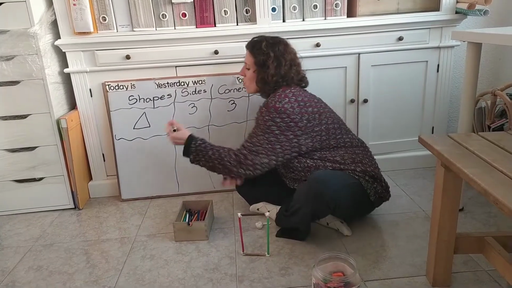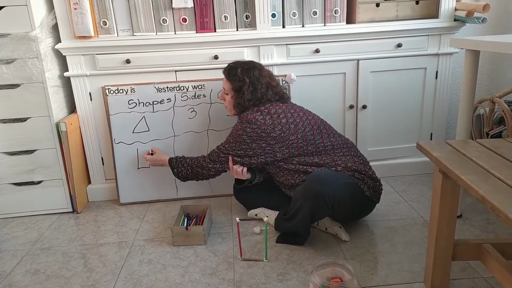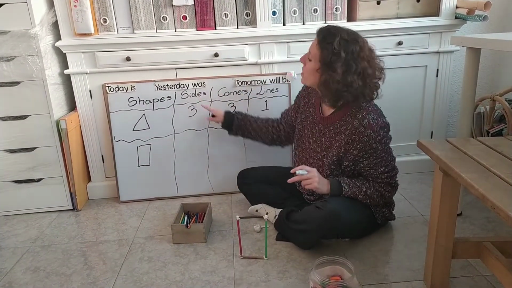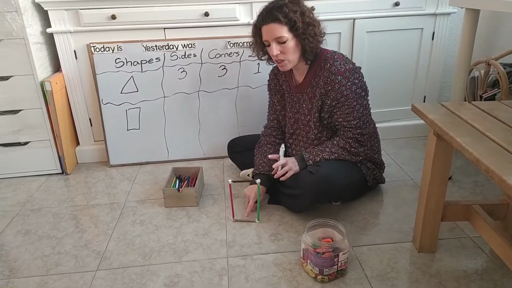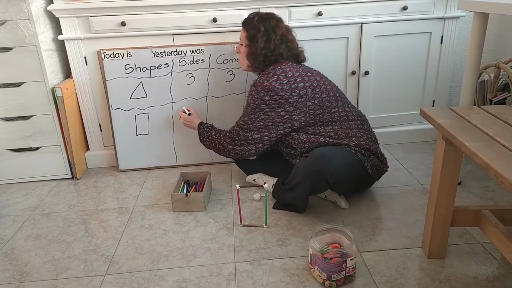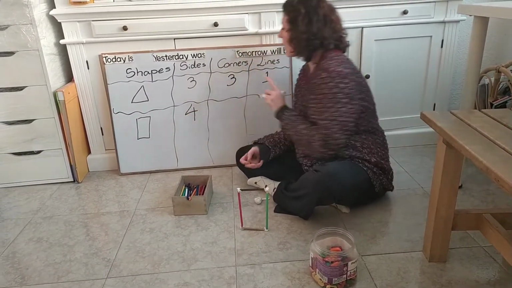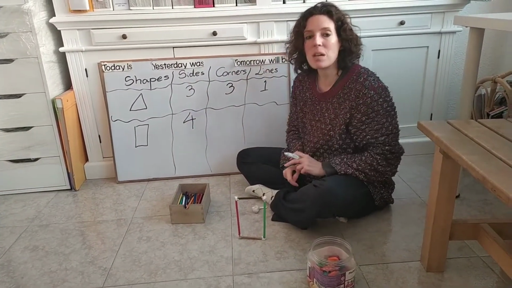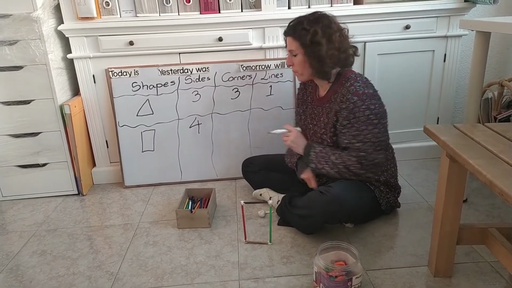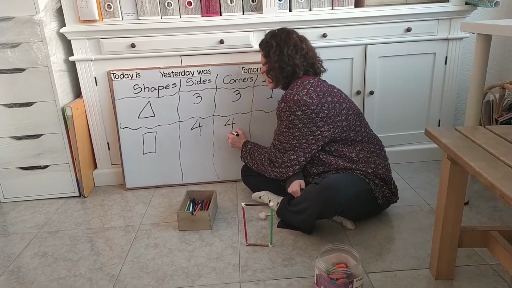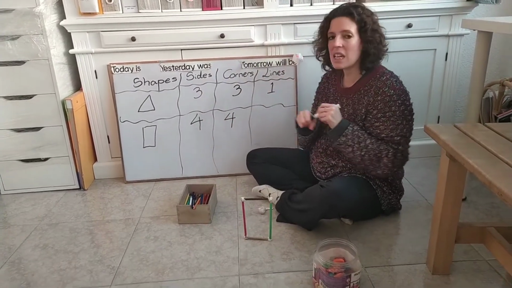So I'm going to draw my next shape. And I'm going to count. How many sides does my shape have? 1, 2, 3, 4. 4 sides. How many corners does my shape have? 1, 2, 3, 4. And how many lines of symmetry?